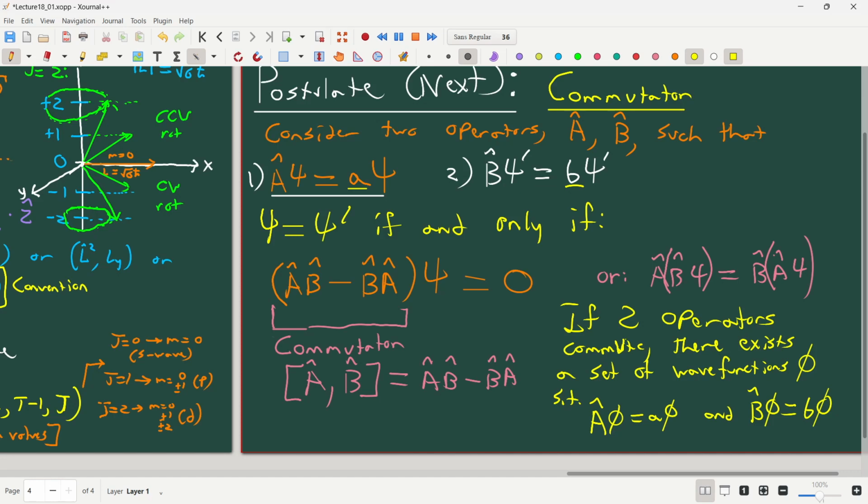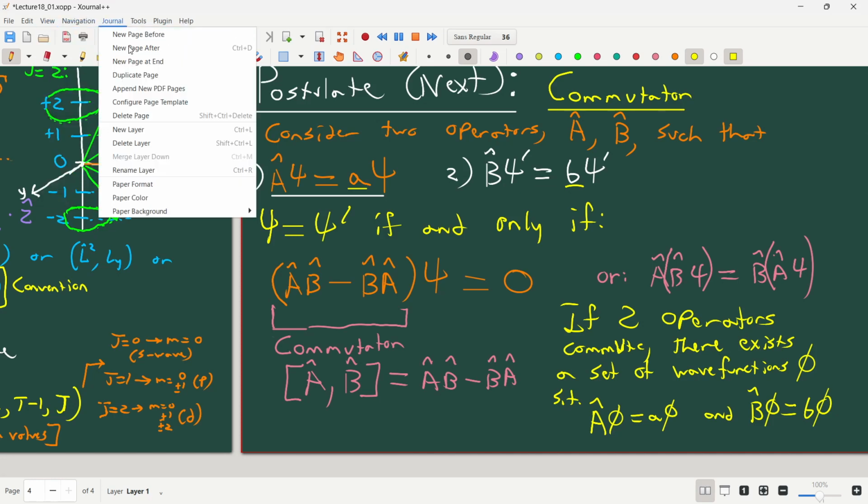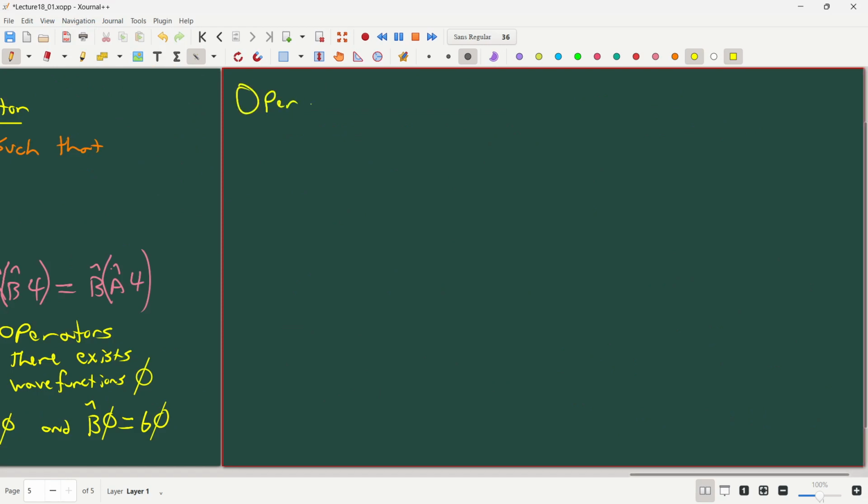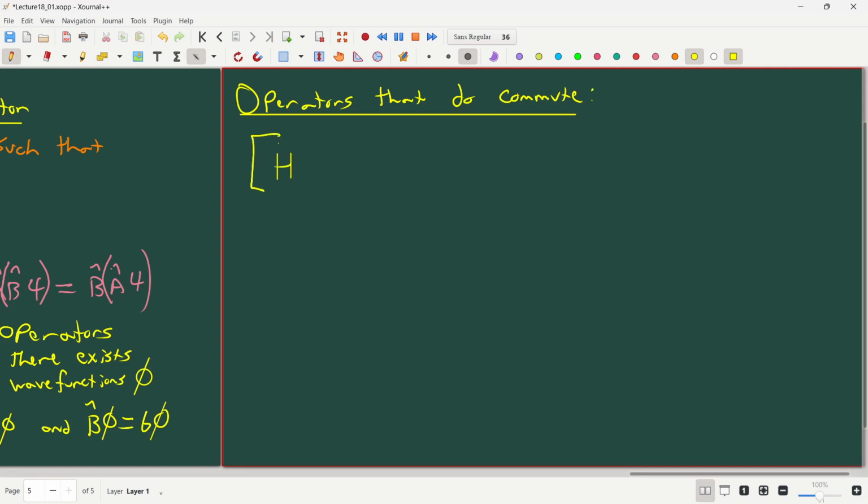So let me give you some examples. Operators that do commute, there are lots of them, but I'll talk about a few that we've already talked about. One is the Hamiltonian and position. We know that this works because we solved the Schrodinger equation for the harmonic oscillator. We came up with a set of wave functions that satisfy the Schrodinger equation for the Hamiltonian, and we measure x for them. We do it all the time. We've done it pretty much every single homework. So we know that these commute because we can measure energy and position at the same time.